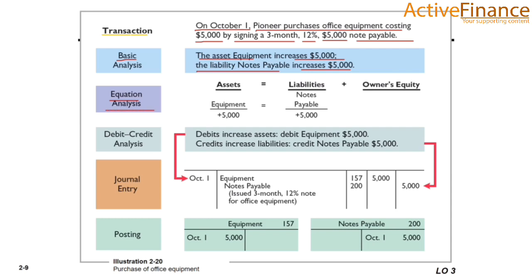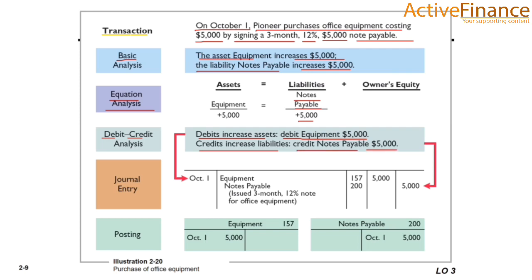We will add the equipment on the asset side, which is 5,000, and on the credit side we are also liable to pay, so we will add 5,000 in the notes payable account. We have done the equation analysis. Now the debit and credit analysis, that is, which account is debited and which account will be credited. Debit increases assets, so we will debit equipment 5,000, and on the credit side, credit increases liabilities, so credit notes payable 5,000.